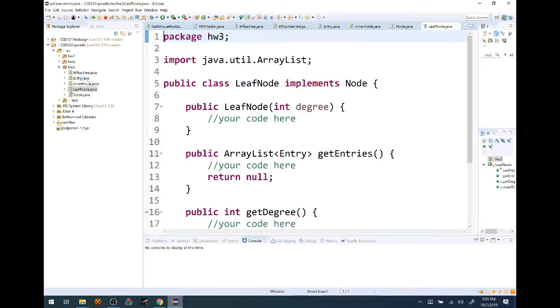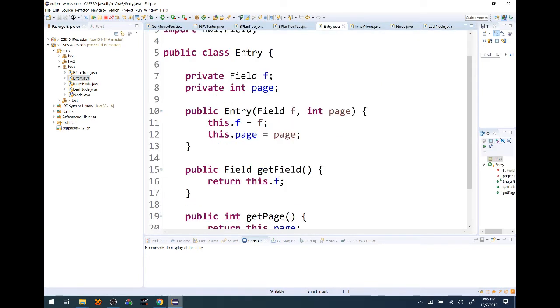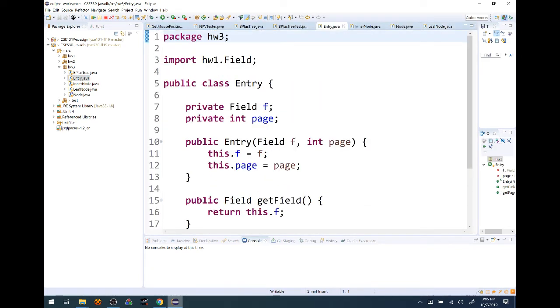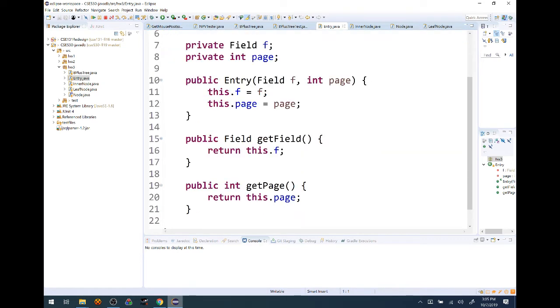So obviously, inner node and leaf node classes are for the respective nodes in the tree that we talked about. This entry deserves a little bit of explanation. This one is completed for you. You do not have to add anything to this one. This is the actual key value pairs for the index. This is what's being stored in the tree. So when I say insert something, what am I inserting? I'm inserting an entry, right? I'm inserting an entry into the tree.